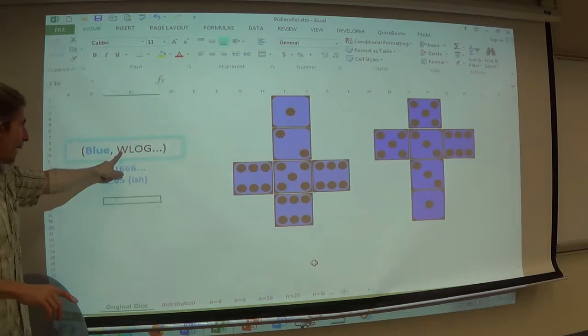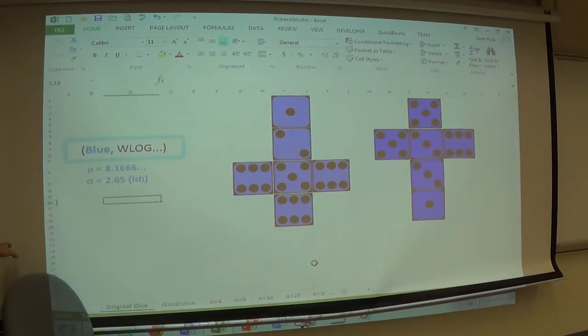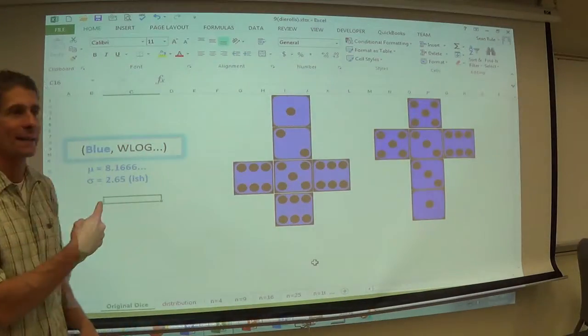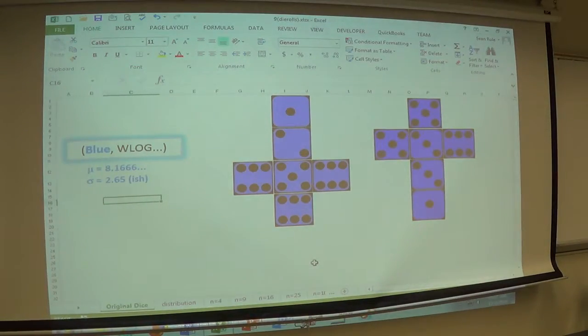Now, I put "without loss of generality." And I burped. I apologize for that. That means that it doesn't matter what dice we analyze, the result I'm about to show would hold for all of them. Not just blue, they will also hold for orange or yellow or green or red. I just happened to pick the blue one first to build a spreadsheet around.